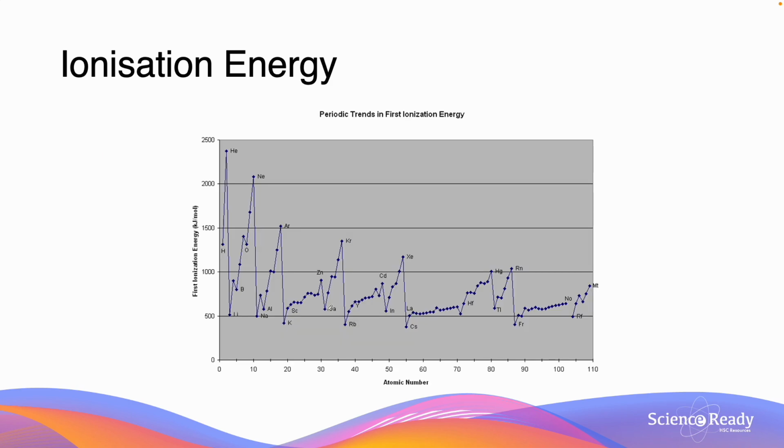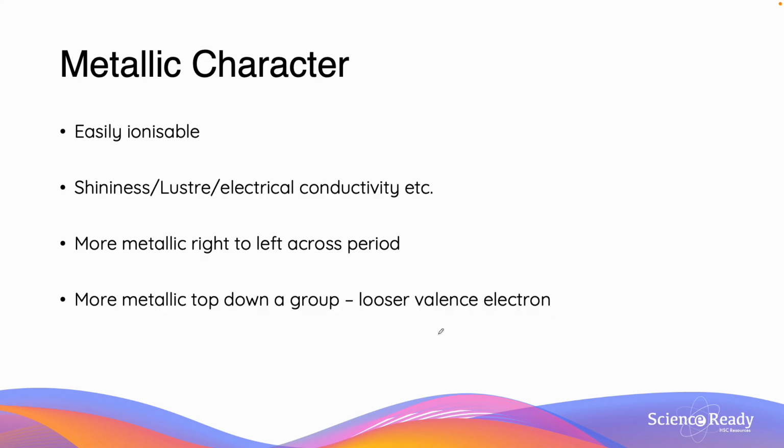Here's a diagram which demonstrates the ionization energy required for various elements. Notice that the lowest values are going to generally consist of group 1 elements like sodium, potassium, rubidium, or even cesium. The metallic character of a substance can be quantified by considering how easily ionizable it is, how shiny it is, lustrous, electrically conductive, thermally conductive, and other reasons. Again, the reason why it's more metallic as we move from right to left across the period is because the valence electron is going to become looser and looser, meaning that it's going to be easier to ionize.